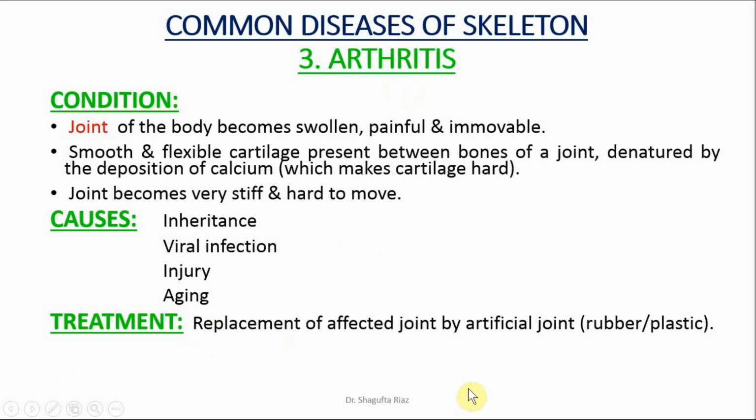Treatment, replacement. The only remedy for this condition, arthritis of the joint, is the replacement of the affected joint by an artificial joint. An artificial joint can be made up of rubber or plastic.